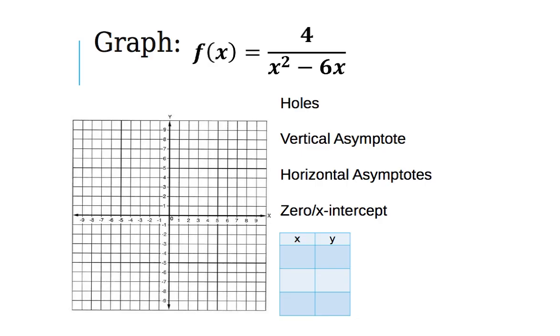Once again, we've got another practice problem. We've got f of x equals 4 divided by x squared minus 6x. So go ahead, copy this down into your notes, give it a try, and then come back and check through your answers.